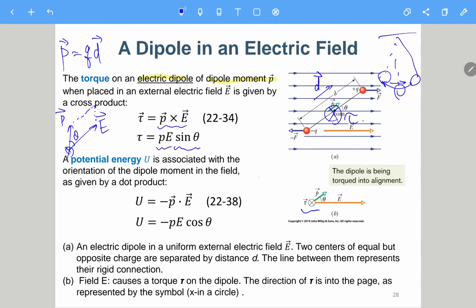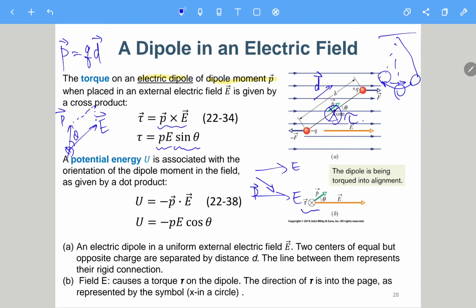Because if the E field still points to the right side, and after a while this p points to the bottom right, and then you use the right hand rule, the torque will be pointing out of the page, which means that this dipole moment will rotate counterclockwise. So it will just keep swinging back and forth.